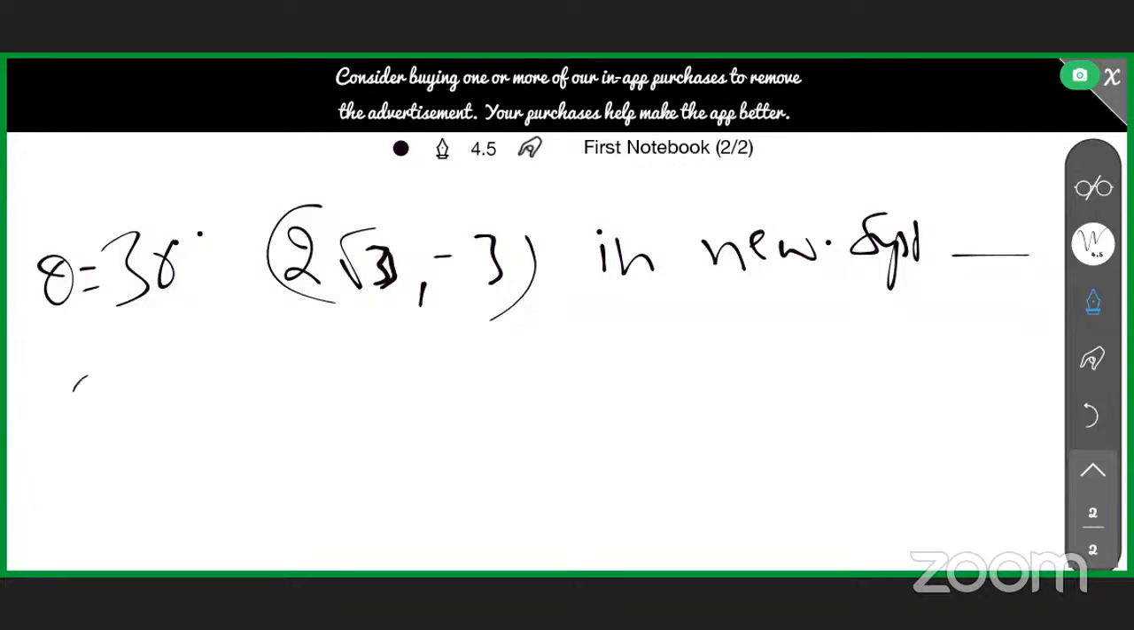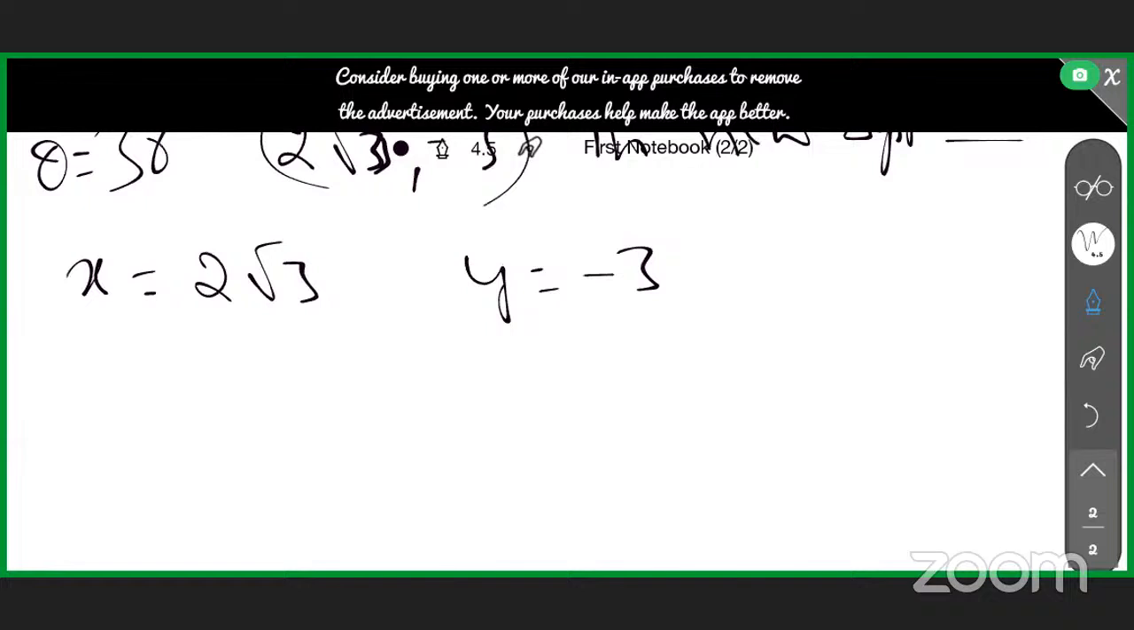What they have given is the value of small x is equal to 2 root 3 and the small y value is minus 3. Now we have to find capital X and capital Y. Nothing, use the same formula. We'll get two equations, you can simplify.